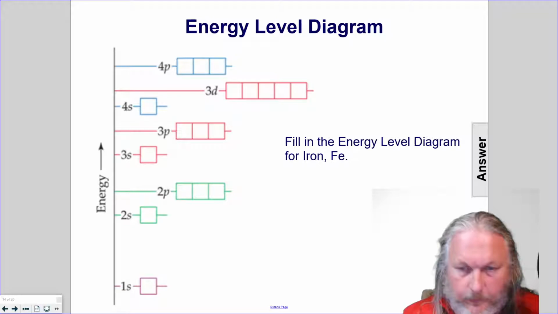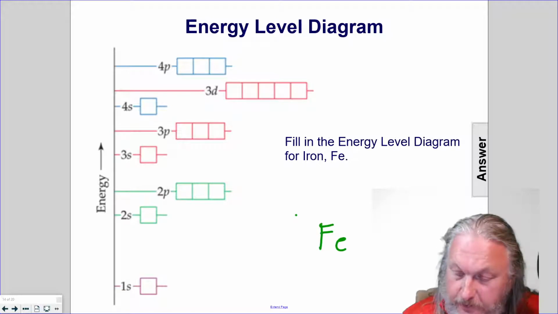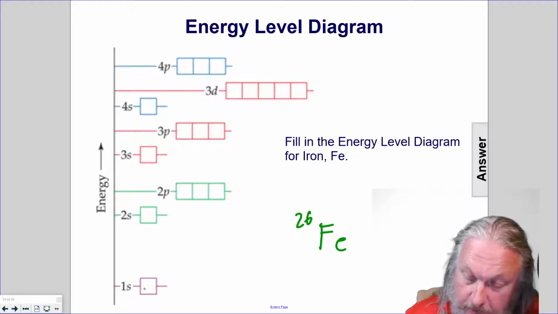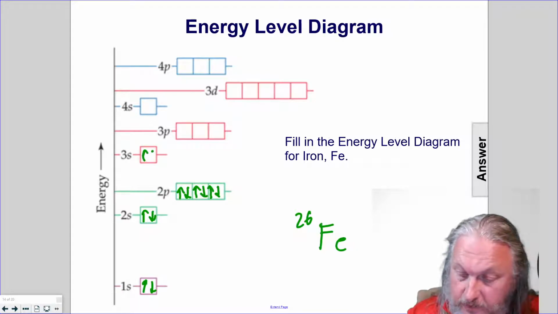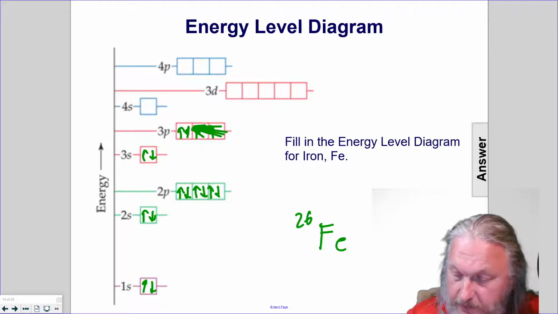So we're doing iron, 26. So I'll start drawing my electrons. 1, 2, 3, 4. And I'm getting in the habit of doing all the rules. 5, 6, 7, 8, 9, 10, 11, 12, 13, 14, 15, 16, 17, 18.